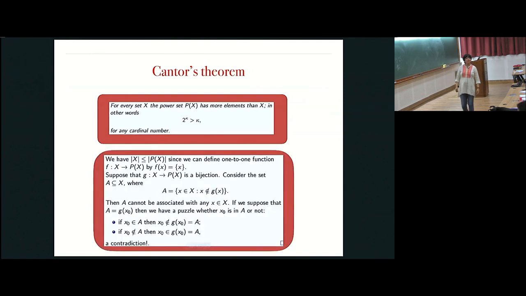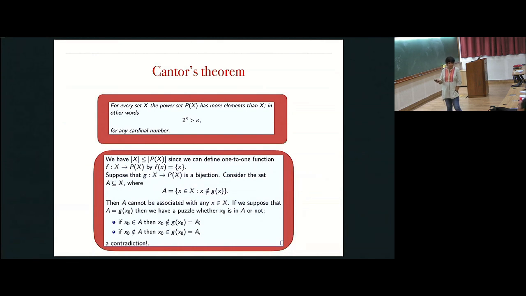So the proof is also very interesting. Let us look into the proof. Of course, we have that the cardinality of X is less than or equal to the cardinality of P(X) because we have an injective mapping. What would be that injective mapping? X going to the singleton set containing x, that will be your injective mapping. Now, we need to show that it is actually strictly greater. So how do we show that?